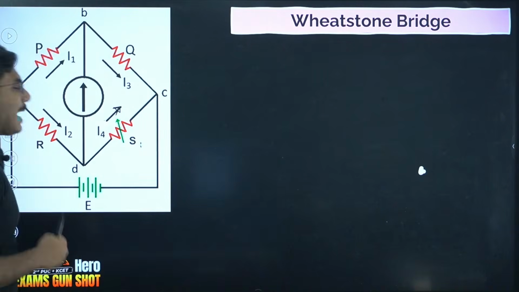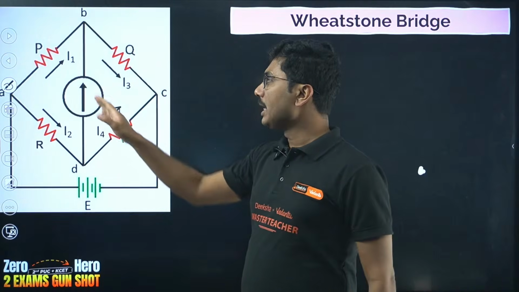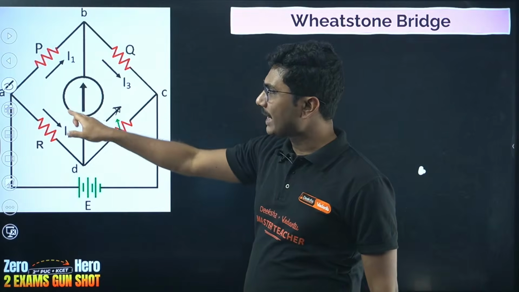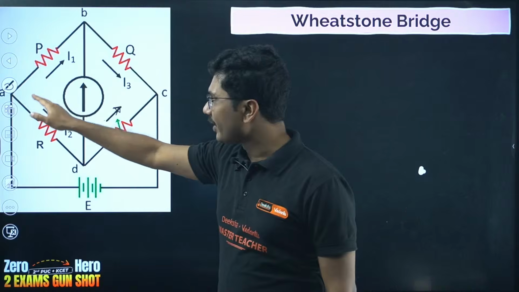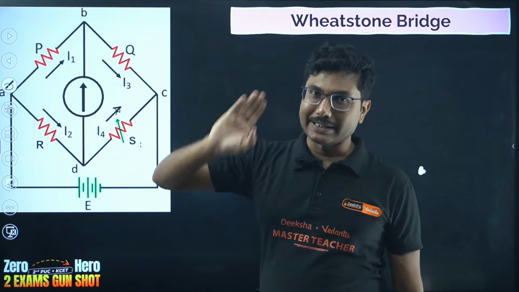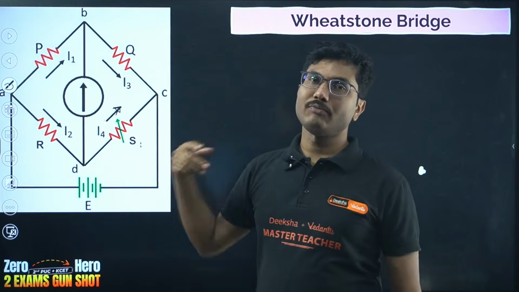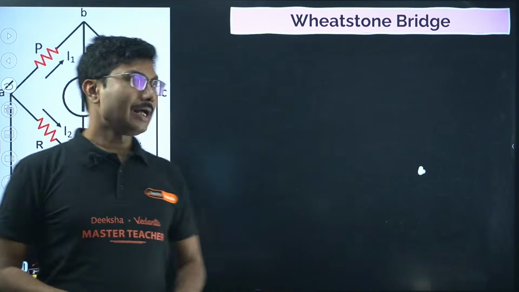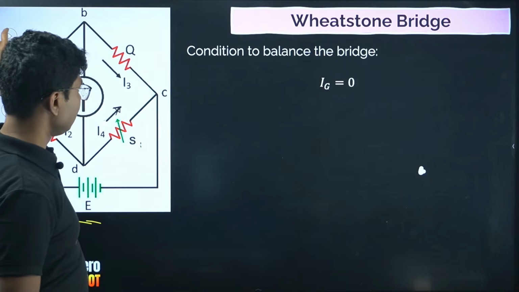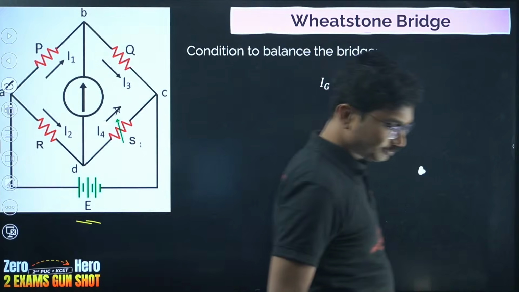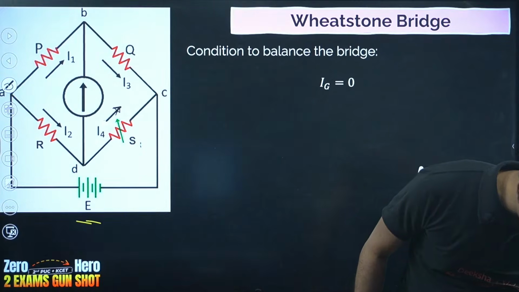So what is the balanced condition? Balanced condition in a Wheatstone Bridge means this central galvanometer, this is a galvanometer. If you are not seeing any deflection of the galvanometer, then we say that the Wheatstone Bridge is balanced. So in balanced condition, no current flows through the galvanometer. That means the galvanometer current is 0.